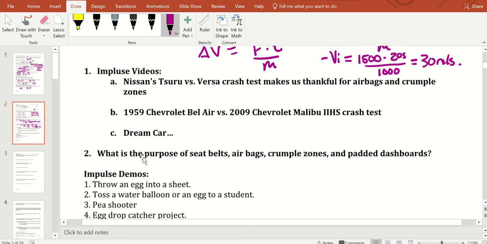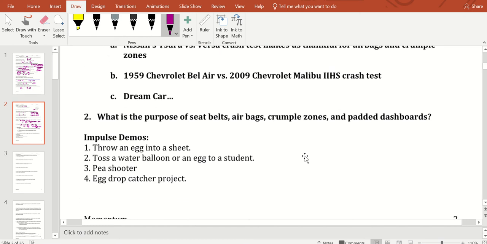Specifically, seat belts are meant to exert a force on you over a longer period of time. Airbags, instead of hitting the dashboard, exert a force on you over a longer period of time. Crumple zones, which are parts of the car designed to collapse in the event of a collision, are so the force that's slowing the car down, and therefore you down, is exerted over a greater time, so it can be a lesser force. And the reason you want a smaller force is so there's less acceleration, because that's where you're going to get injured when there's a really dramatic acceleration.